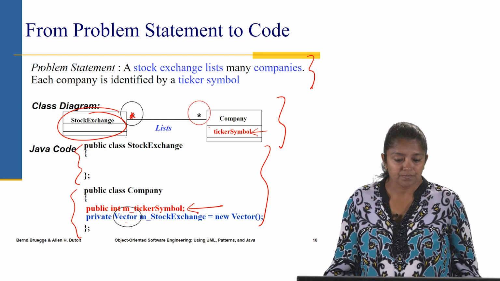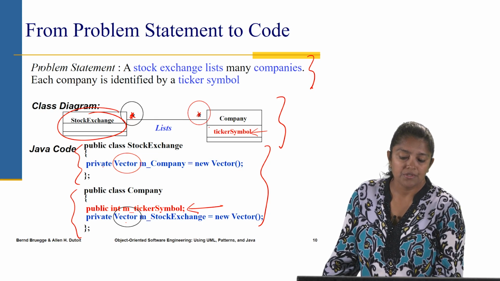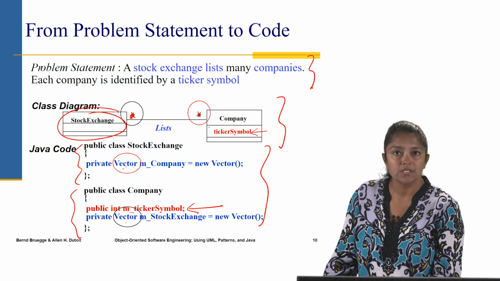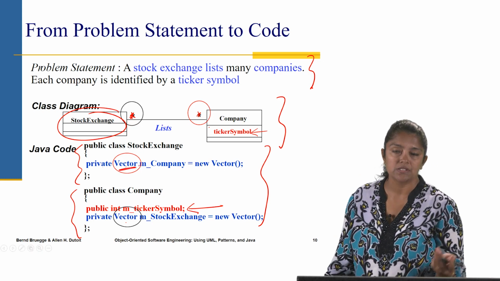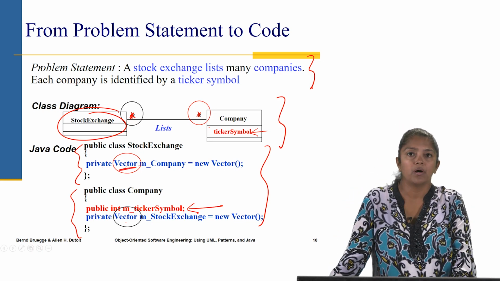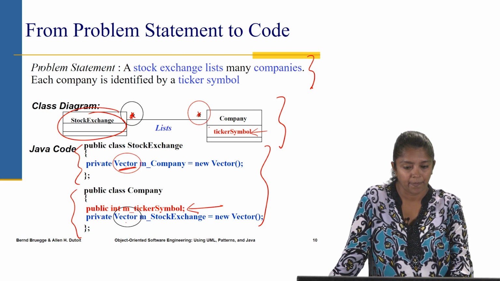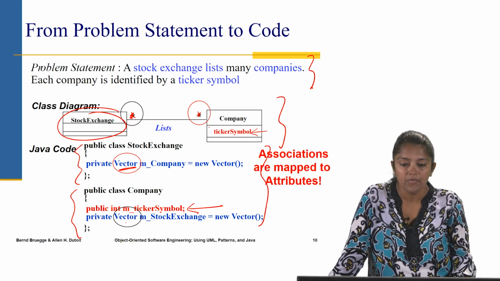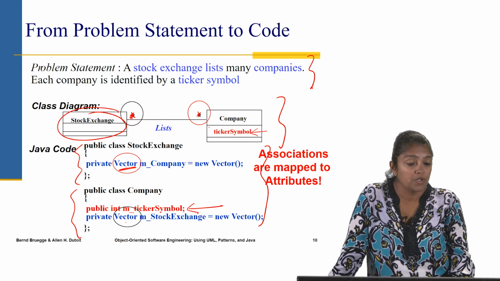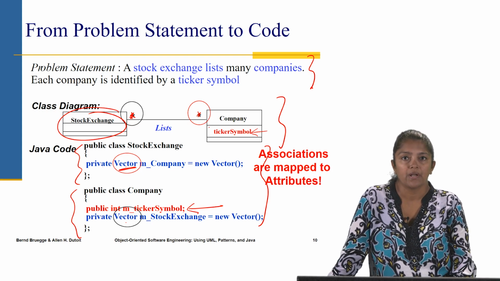And then because there is a many association on this side as well, we introduce another attribute inside stock exchange to hold the list of companies, and again it's of data type vector to hold many companies. So it's important to remember that all of the associations are also mapped to attributes.